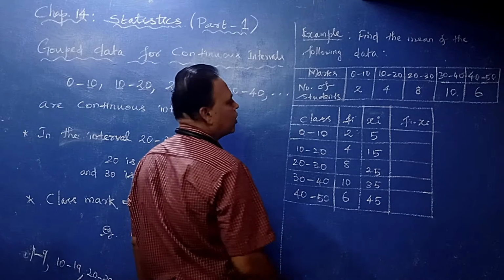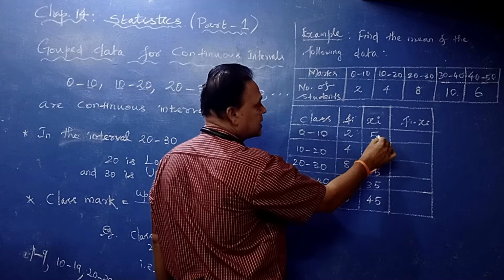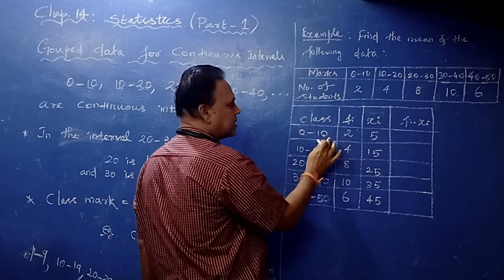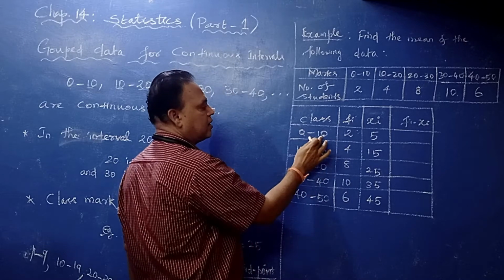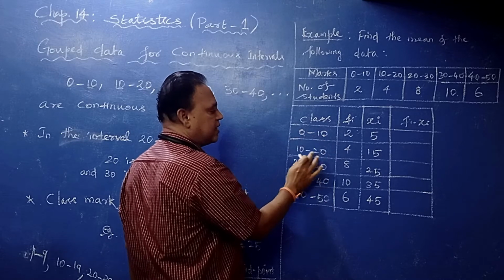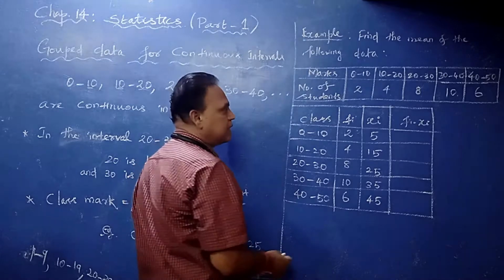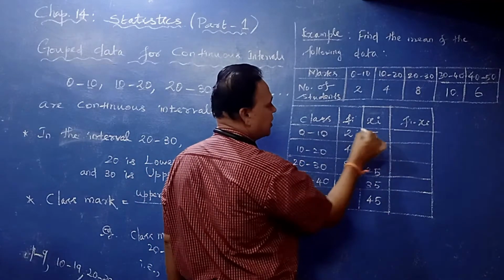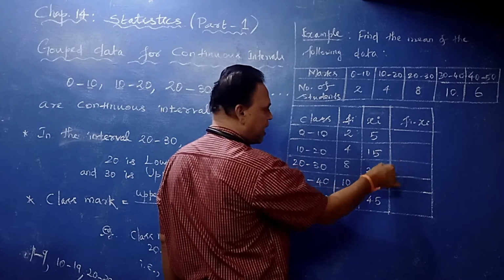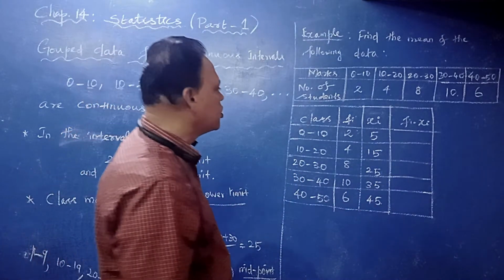Now these two multiply. So this one you can easily find out. That is class size. Class size means upper limit minus lower limit, that is 10. Here 10, here 10, here 10. All class sizes are 10, so when you find the first class mark, you add 10 to it, that class size, and automatically you will get the next ones. That is the beauty.